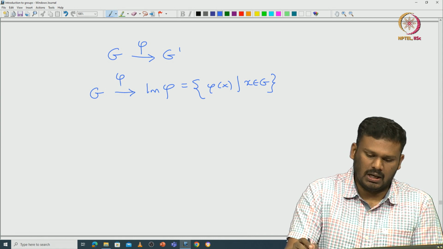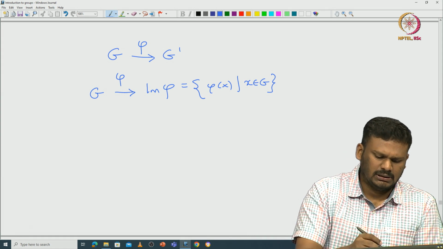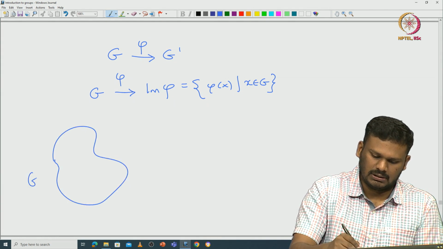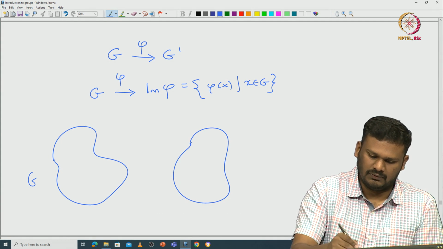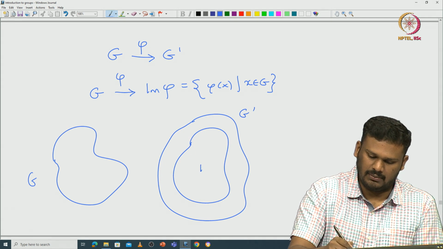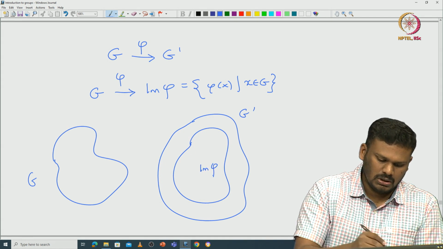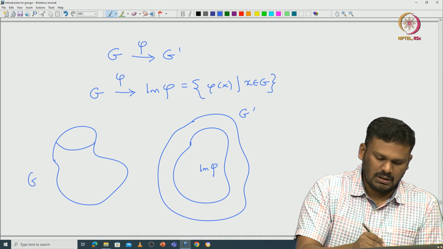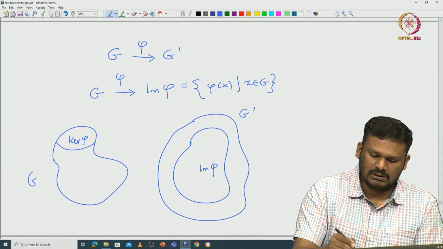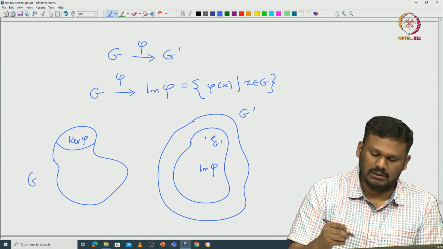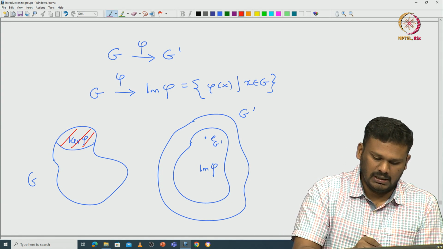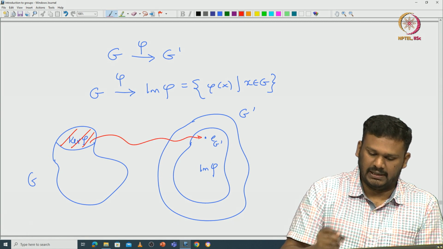Now note this kernel, let me draw a picture. So this is G, and here you have the image, which is sitting inside your G dash. The kernel will be somewhere here, where the kernel is mapped to the identity element. So this entire thing is mapped to this identity element.